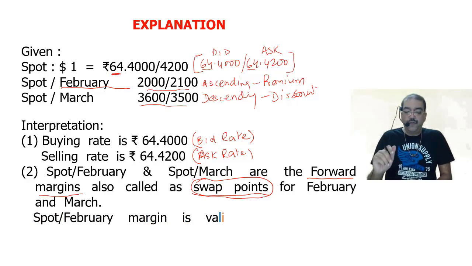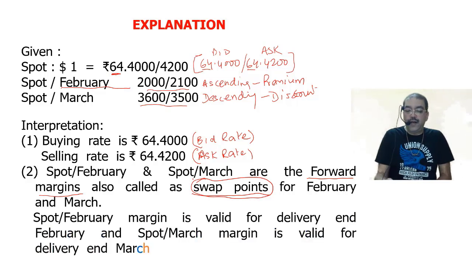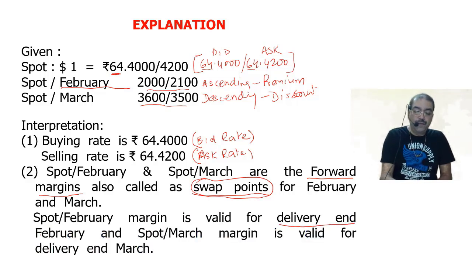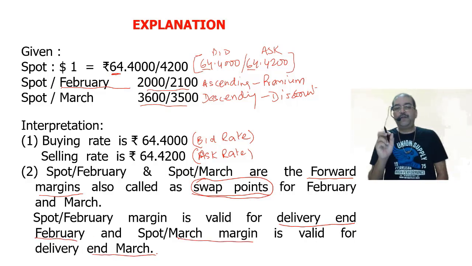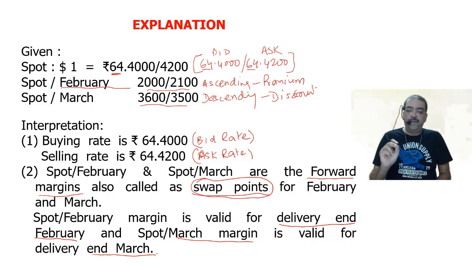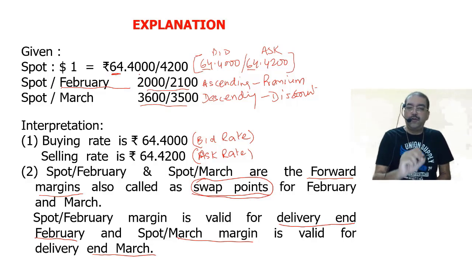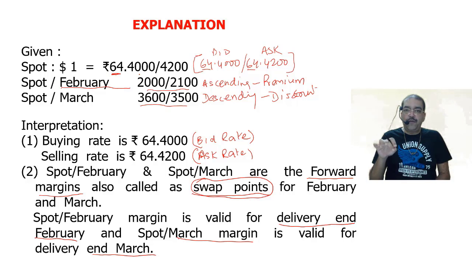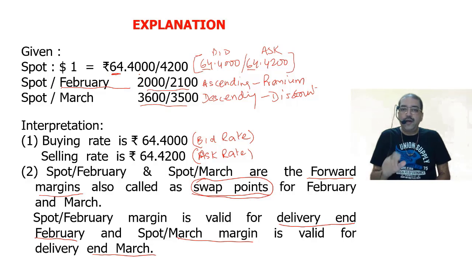Okay. Next is important. Spot February margin is valid for delivery end of February, and spot March margin is valid for delivery end of March. That means the rates that are given to you are for the end of the month. The spot 64.4 thousand means it is a bid rate that is applicable for April end. April end, not in the middle of April, not in the beginning of April, April end. So the question comes to mind, no? What will happen if my transaction is going to be executed in the middle of April? Then which rate to take? I will come to that.